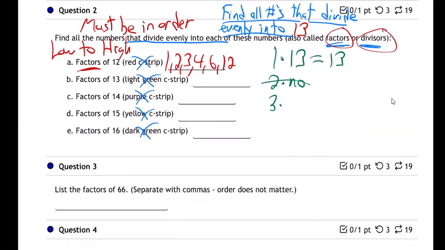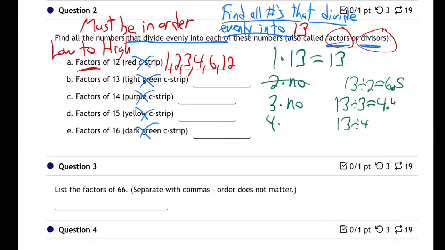How do we know? Well, if you take 13 and divide by 2 on your calculator, you get 6.5, right? It doesn't go in evenly. It has a remainder. So 2 does not go in evenly. How about 3? That's a no. If you take 13 and divide by 3, I don't even know what it is. It's 4 point something. It's a no. How about 4?